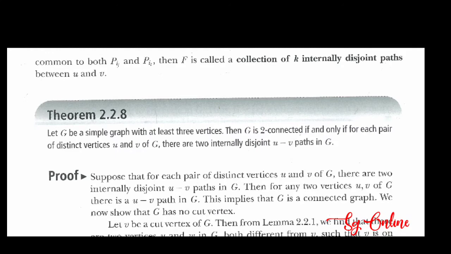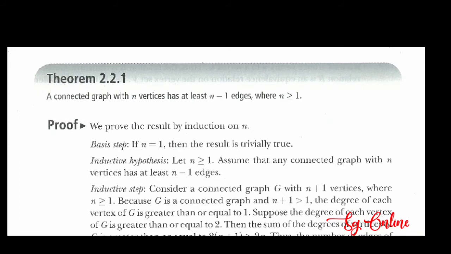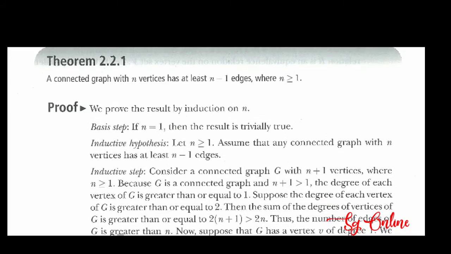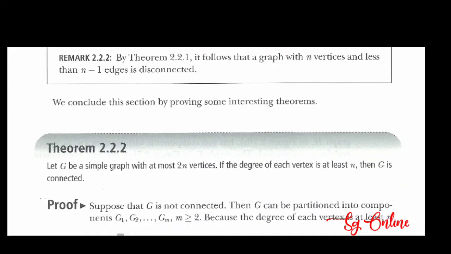The graph is two connected if and only if each pair of distinct vertices has two internally disjoint UV paths. So in today's class we have several theorems and results concerning the connectivity of a graph. We started with the result that a connected graph of n vertices has at least n minus 1 edges, and this is a necessary condition. And then we proved a sufficient condition, that a simple graph of at most 2n vertices is connected if the degree of each vertex is at least n.